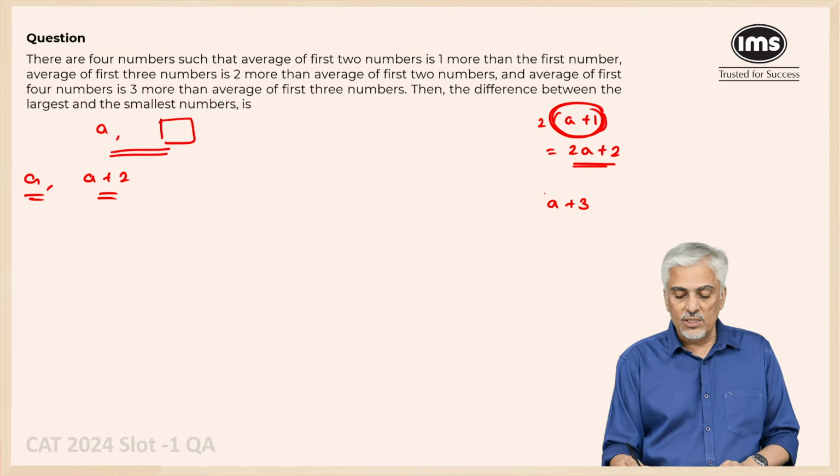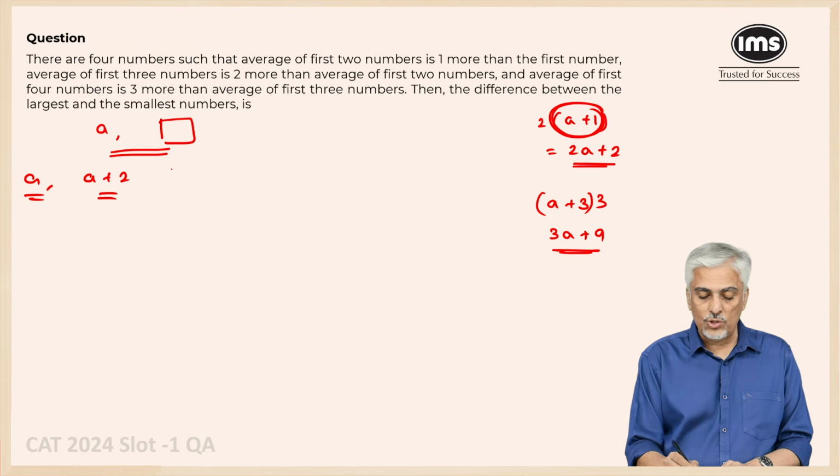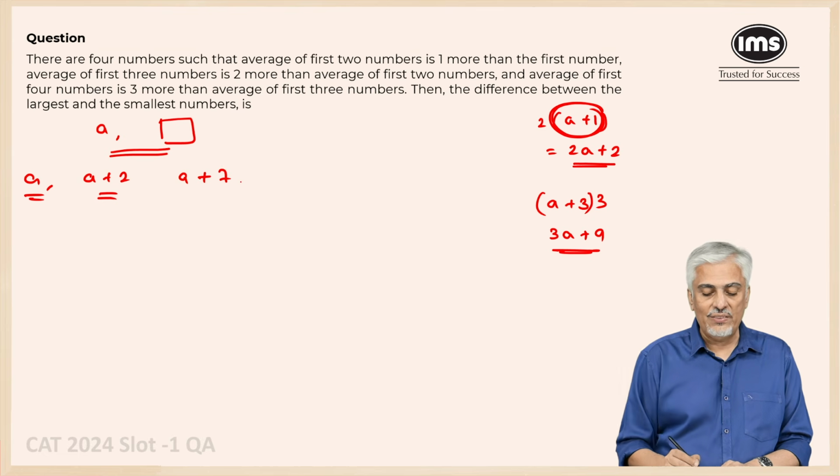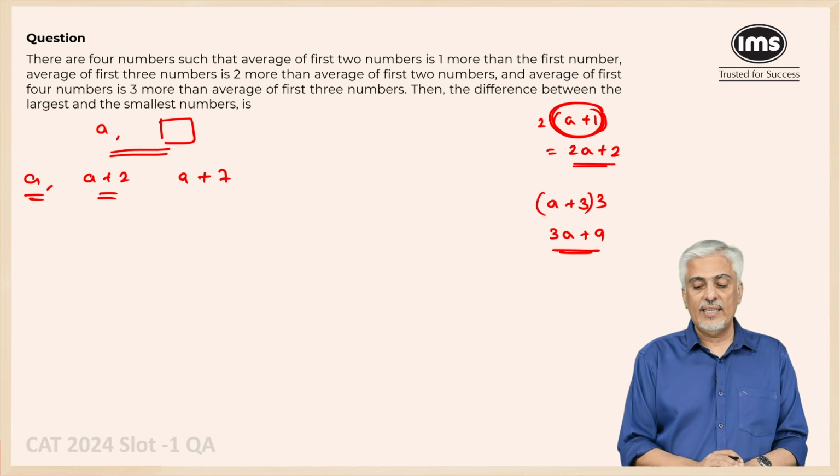So a plus 3. So total is 3 times a plus 3, that is 3a plus 9. So I want the total to come out to be 3a plus 9. So a will come, plus 7 will come. Total is 3a plus 9.